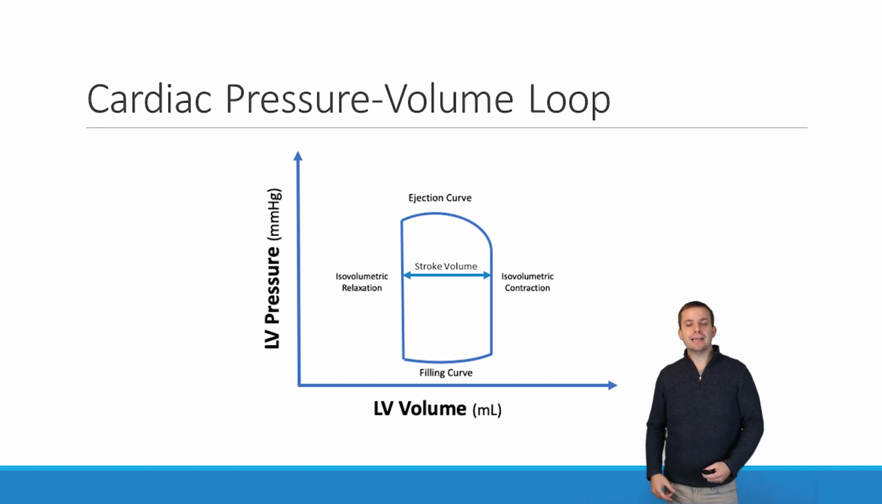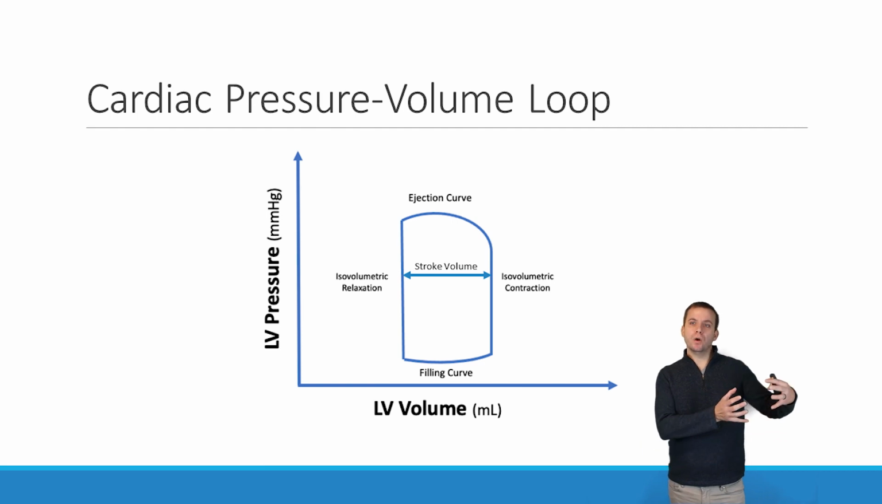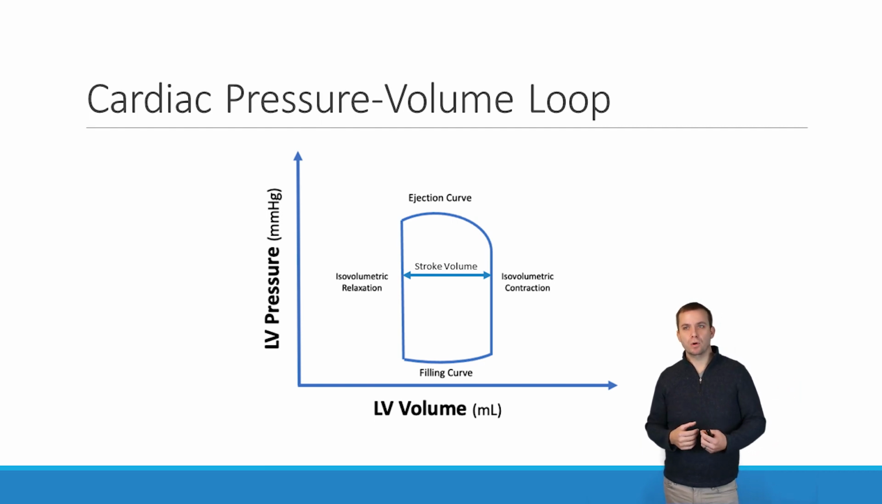The area inside this loop is your stroke volume. So you fill it up, like I said before, you're then squeezed between a closed mitral and a closed aortic, and then your aortic opens, and then it closes, and then you relax on a closed aortic and mitral, and that's why you have isovolumetric relaxation, and then your mitral opens and you start filling.